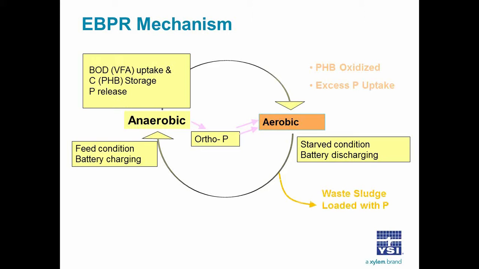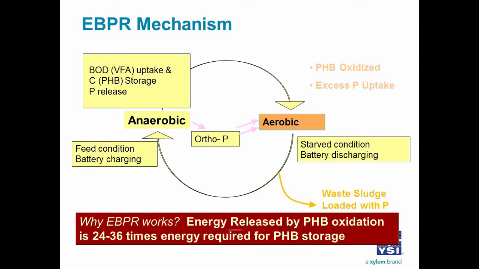The P content of biological sludge could be as high as 8 to 10% compared with a typical activated sludge, which is around 2%. This works because the energy released by the PHB oxidation is much greater than the energy required to store the PHB, so the bacteria that can do this have a competitive advantage.